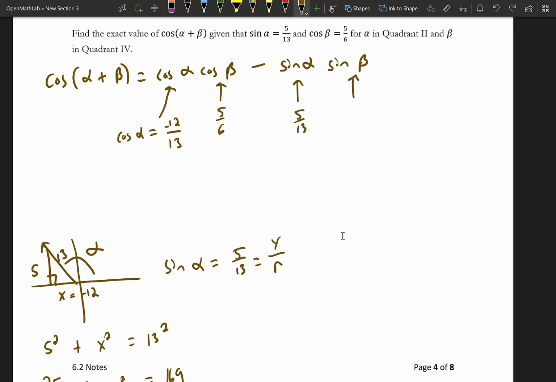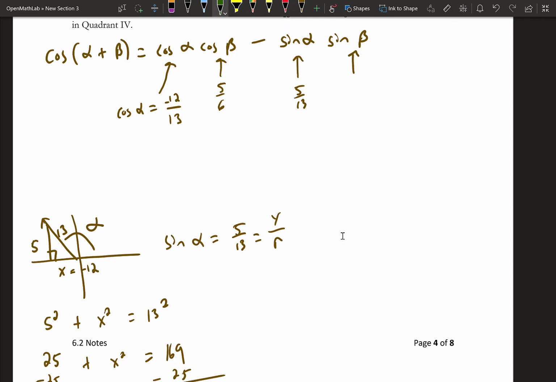So then I do something similar to find sine of beta. Let me use a different color and think through that. We're told that beta is in quadrant 4, right? So somewhere down here. So this is angle beta. What else we know is that cosine of beta is equal to 5/6, which is x over r. So in other words, I can set the radius to be 6, the x value is 5, and there's my y, the y value we're trying to find.